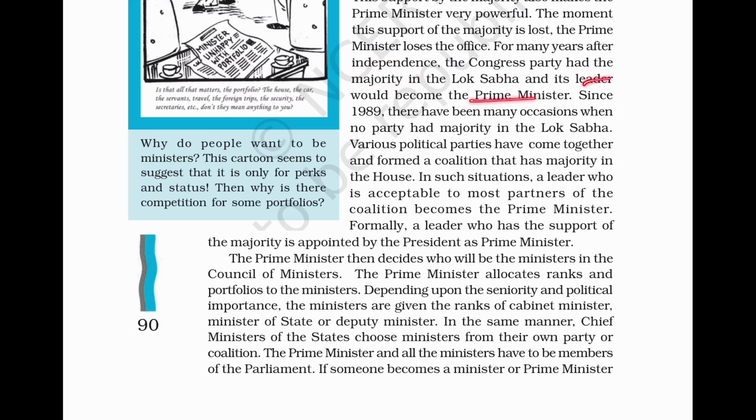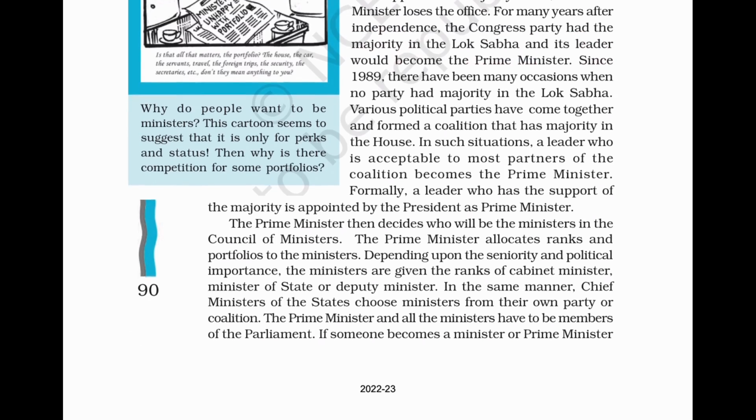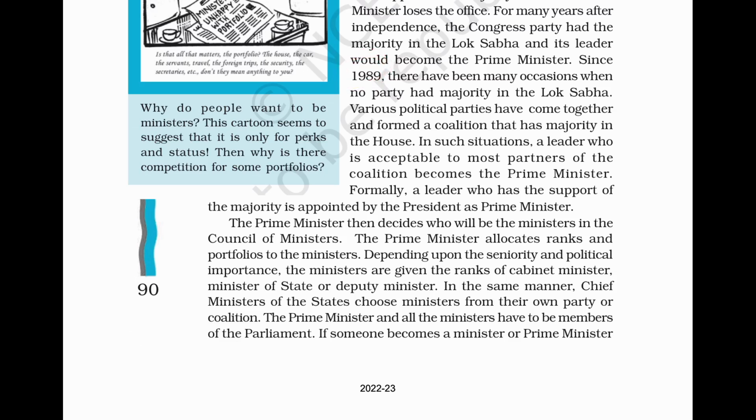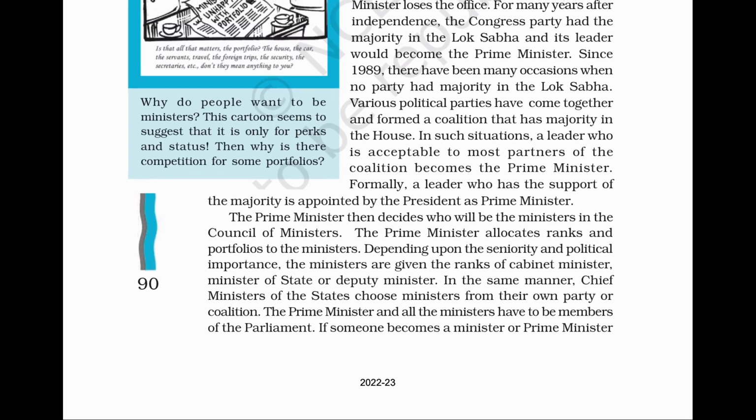And the leader of that party would become the Prime Minister. But since 1989, there have been occasions when no party had majority in Lok Sabha. The various political parties started to form the coalition, and we started to have a system in the coalition that the different parties involved in coalition, they will decide for one leader who would become the prime minister. Then the Prime Minister will decide who will be the ministers in the Council of Ministers. The Prime Minister will allocate the ranks and portfolios to the minister.